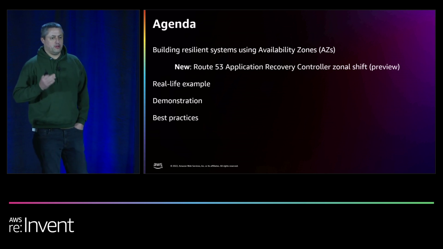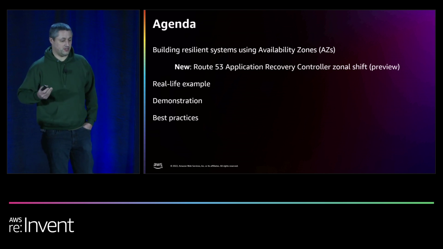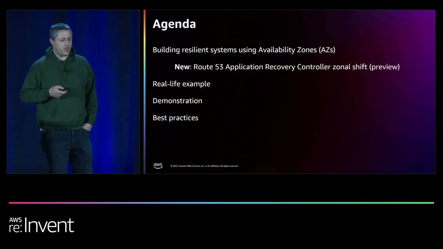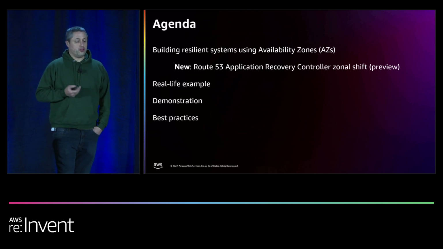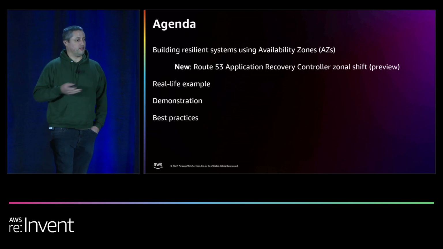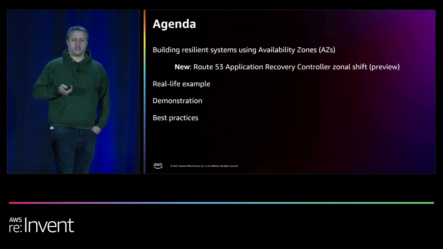I'm going to go through some strategies, as I said, for building resilient systems with availability zones. I'm going to talk about how AWS does that, and I'm going to go through a real-life example from AWS. And then we're going to talk through a demonstration where we use zonal shift on a toy application that you can download and use yourself and try it out. And then at the end, I'll just finish briefly with some best practices and how to think about using zonal shift in real life.